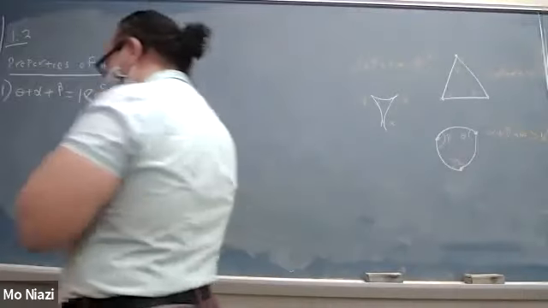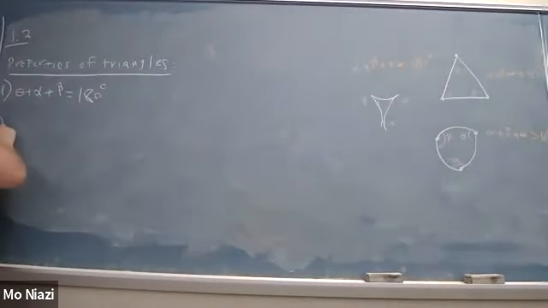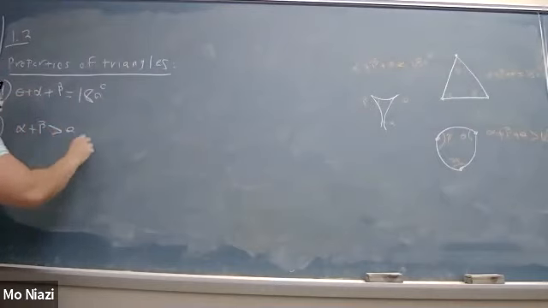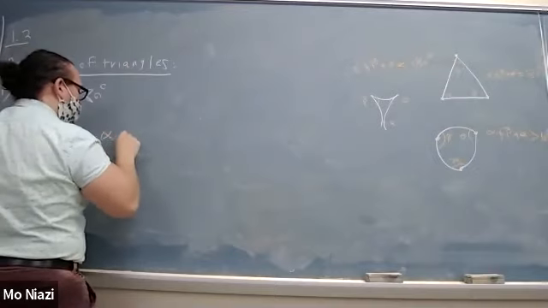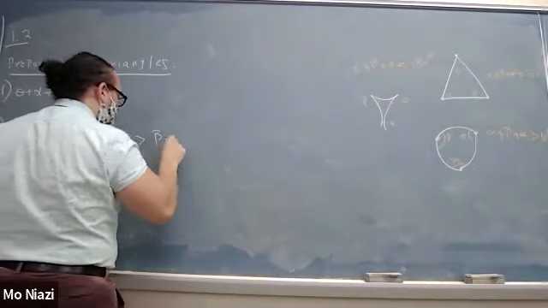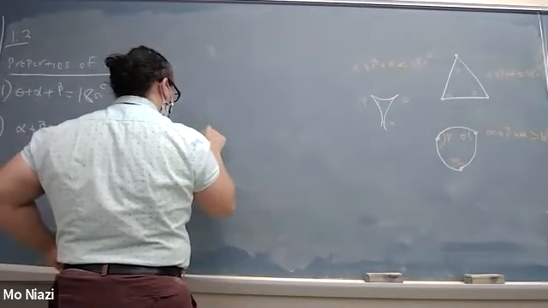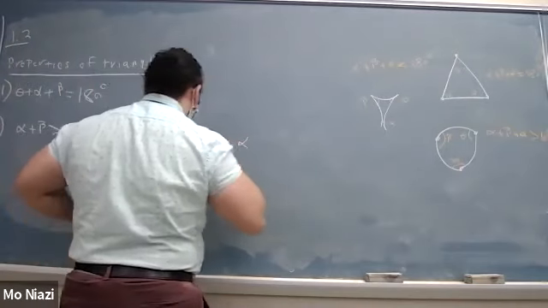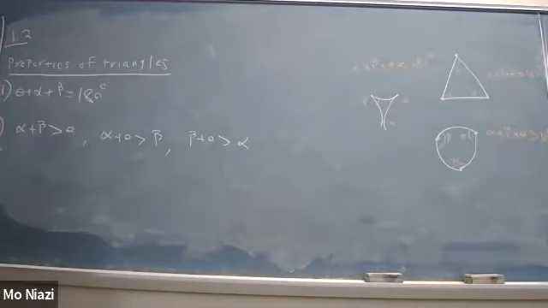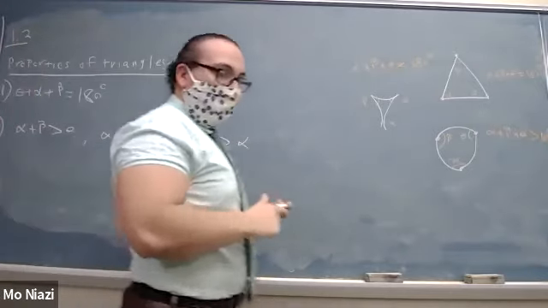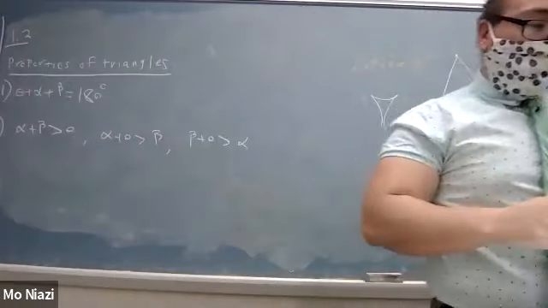So this is property 1. Here's property 2, that alpha plus beta is always greater than theta. Alpha plus theta is always greater than beta. And beta plus theta is always greater than alpha. Oh, what am I doing? Those are for the angles, right?